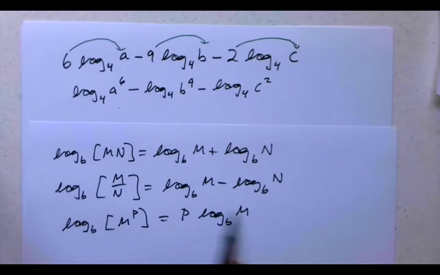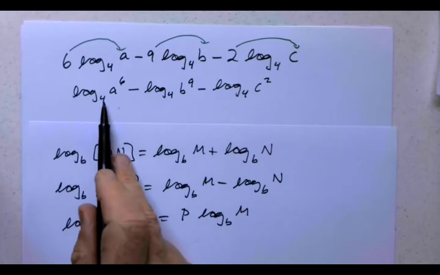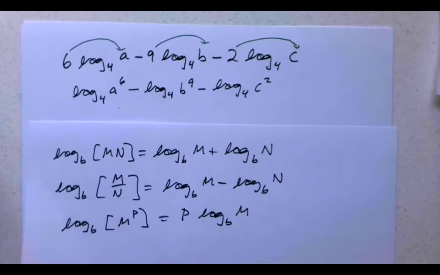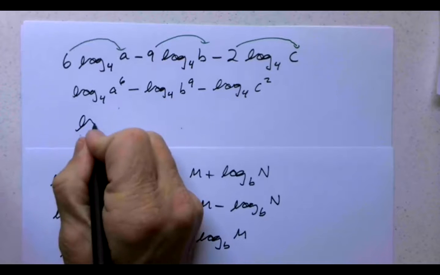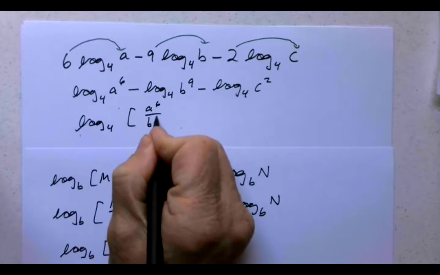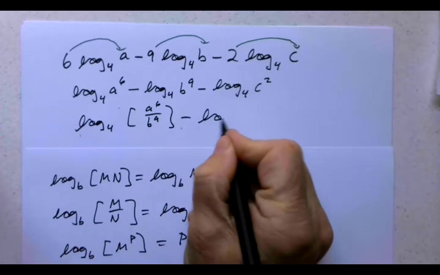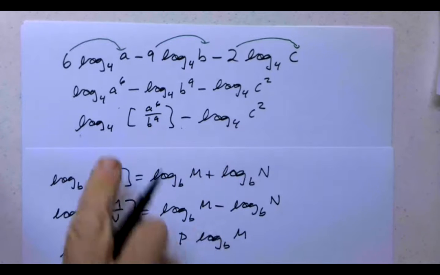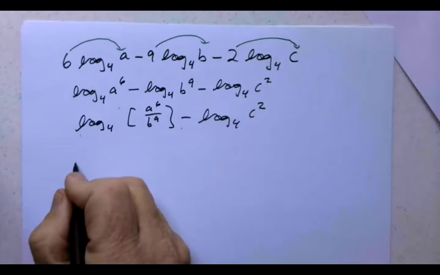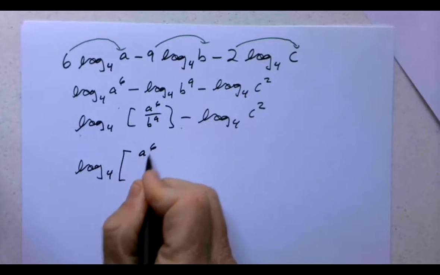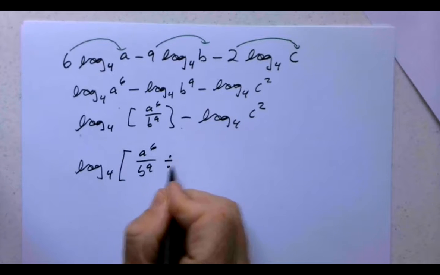Now we're ready to go ahead and use this one. So if I focus on the first two, log base 4 of something minus log base 4 of something is log base 4 of something divided by something. So that will simply be log base 4 of a to the 6th divided by b to the 9th minus log base 4 of c squared. Okay. And again, I've got to use that divided by rule again. It's log base 4 of the first piece divided by the second piece, which I will write this way. Log base 4 of a to the 6th over b to the 9th, divided by c squared.